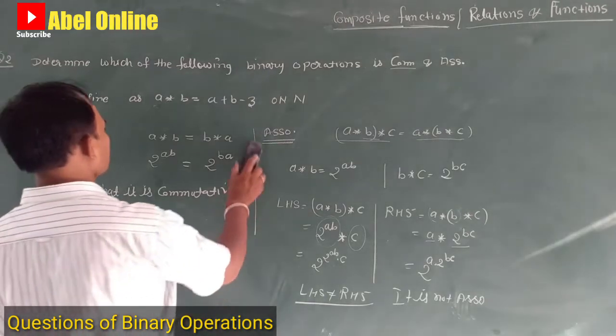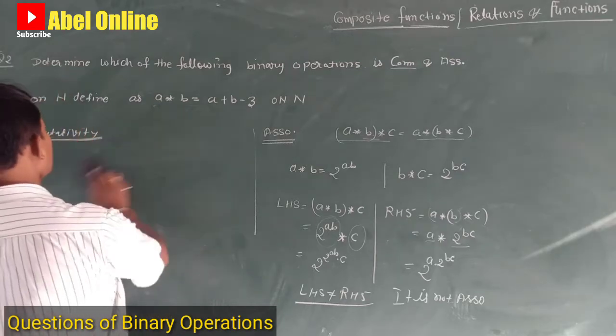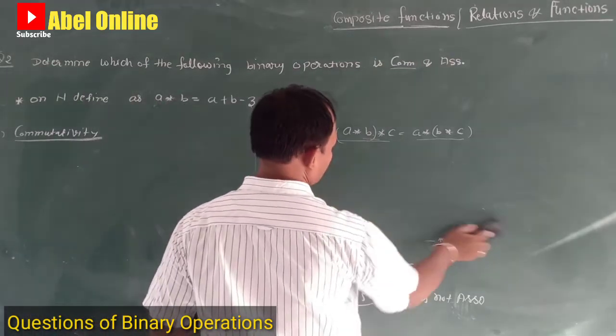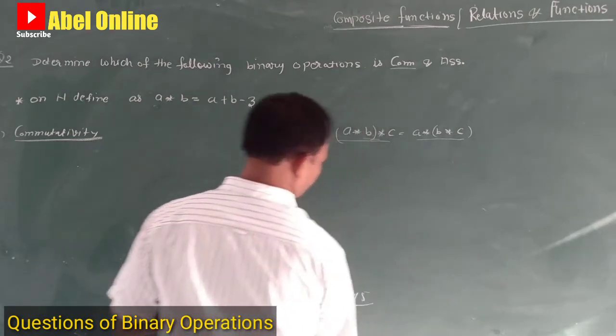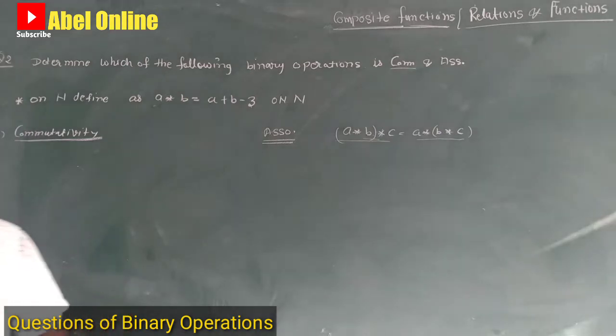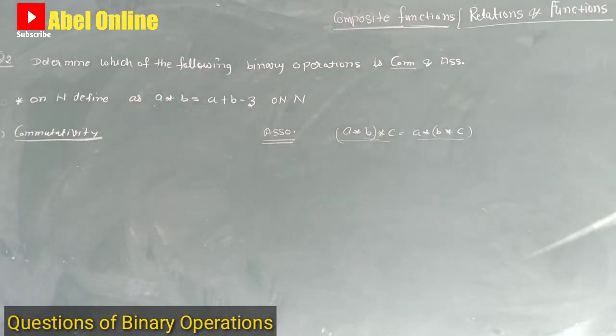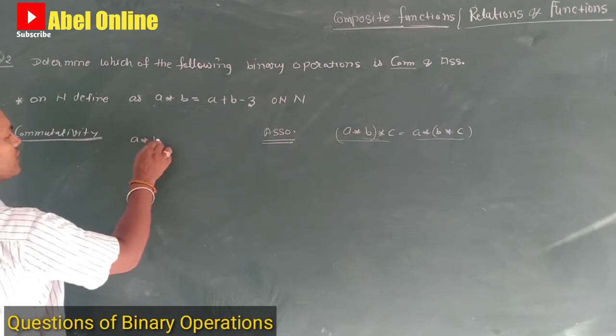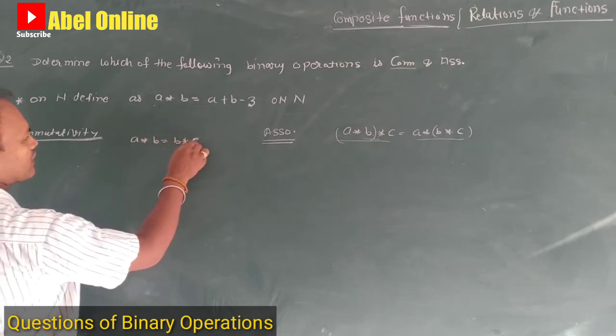Okay, so we are going to discuss two properties. First is commutative, second is associative. So what is commutative? When we are saying commutative, we know that A star B equals B star A.